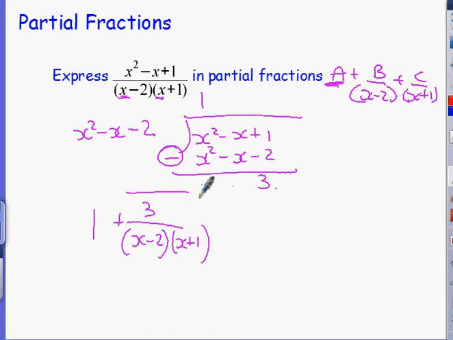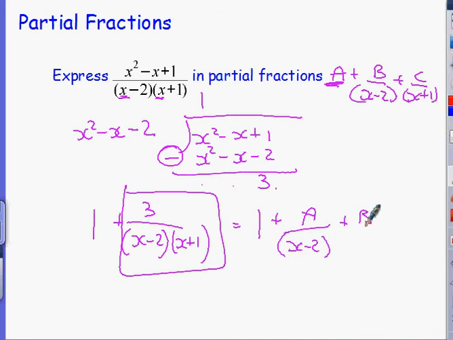Now I will just do my partial fraction bit on that, and it will give me 1 plus a over x minus 2 plus b over x plus 1. Then you would do everything you have to do for this partial fraction bit to make it equal 3 over. I'm not going to do that because I'm boring you, no doubt.